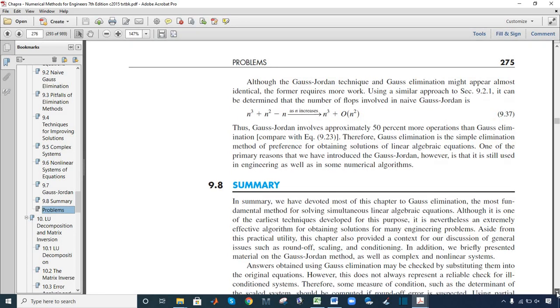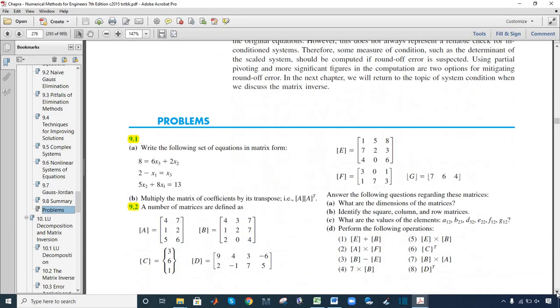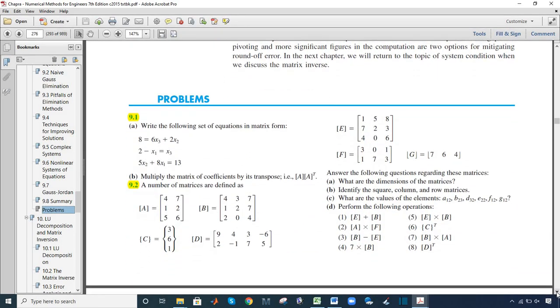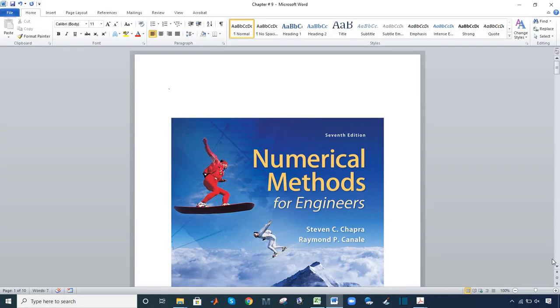Problem number 9.1. Write the following set of equations in matrix form. These are three equations which are given here. You have to rewrite these given equations in matrix form, and then you have to multiply that matrix with its transpose in B part. Move toward its solution.